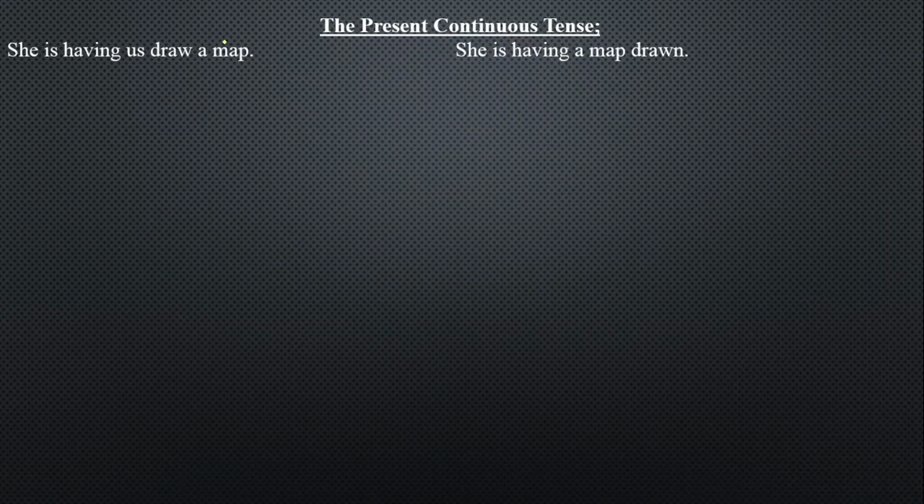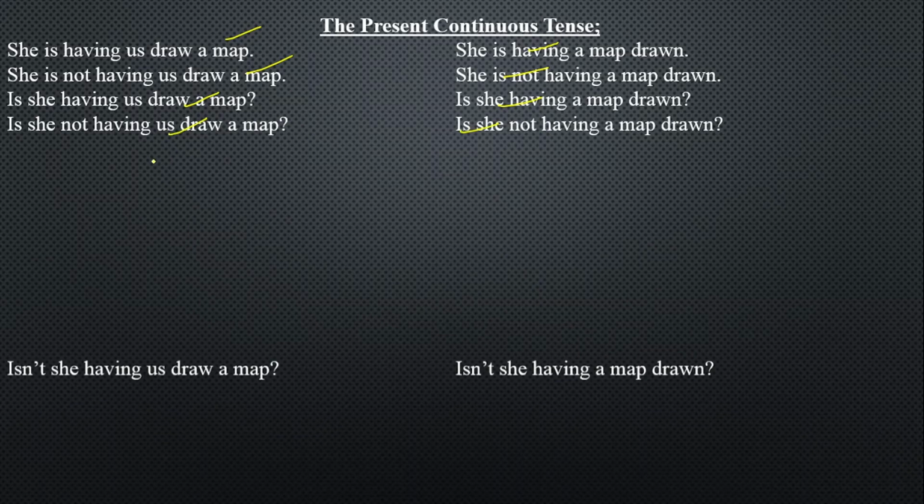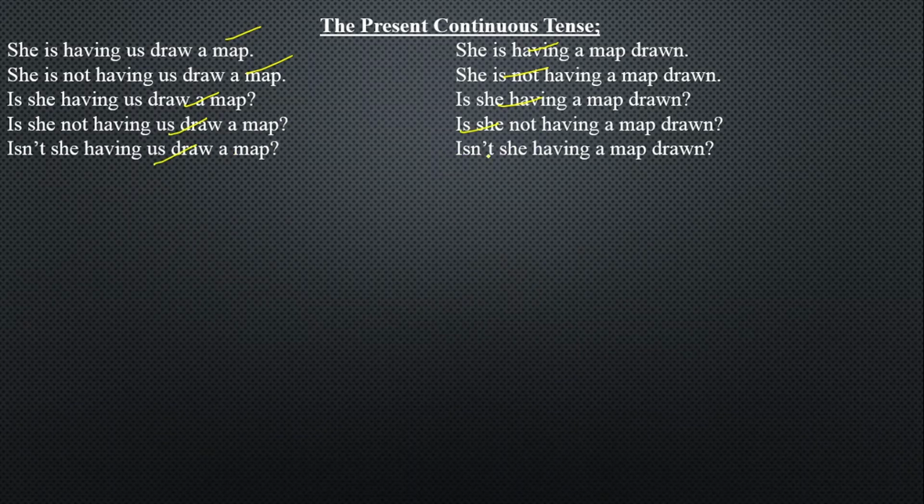Continuous tenses. She is having us draw a map. She is having a map drawn. She is not having us draw a map. She is not having a map drawn. Is she having us draw a map? Is she having a map drawn? Is she not having us draw a map? Is she not having a map drawn? Isn't she having us draw a map? Isn't she having a map drawn?